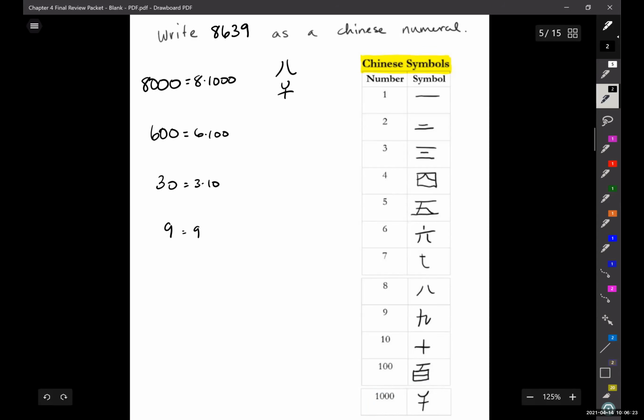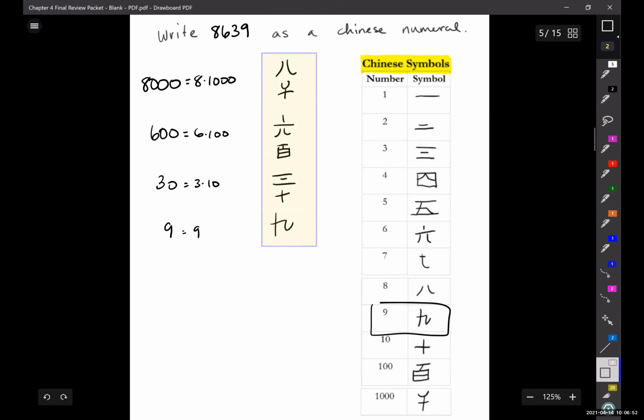So we have the numeral for 6, the numeral for 100. Okay, 30, 3, 10. And then finally, 9 is just by itself, it's the ones. And that'll be your answer.